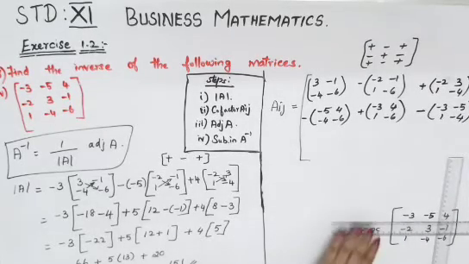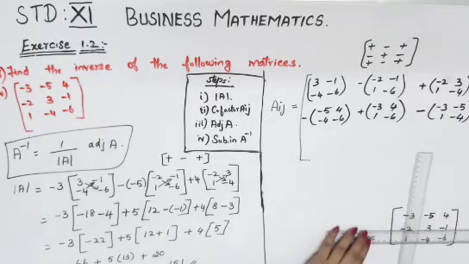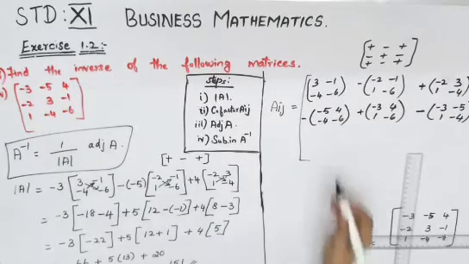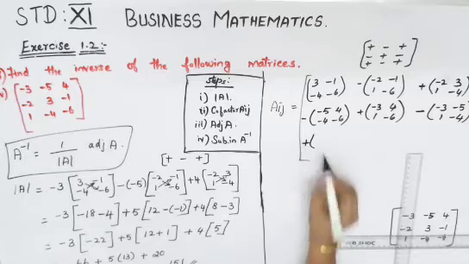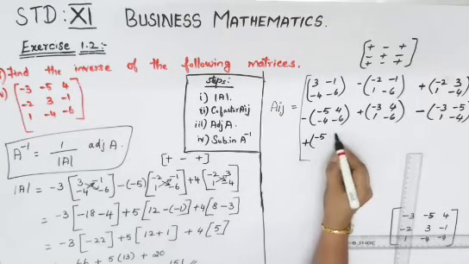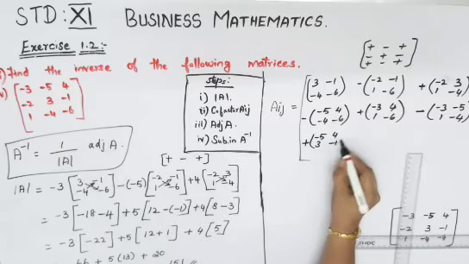Third row, first column. That is a minor of 1, you will have to find it. So plus only from here, open your bracket, minus 5, 4, 3, minus 1. So minus 5, 4, 3, minus 1.